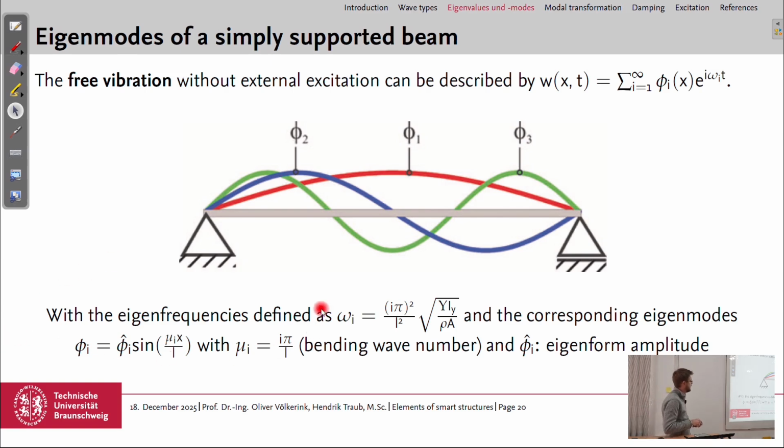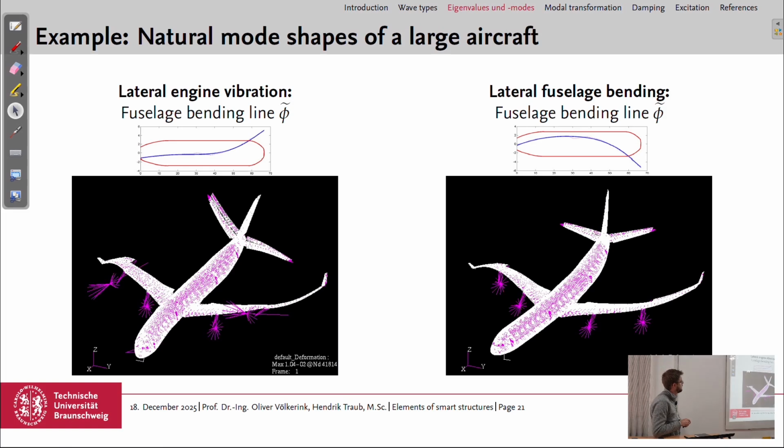And each eigenmode vibrates at its eigenfrequency, which depends, again, on material parameters as well as cross-section of the beam and boundary conditions. And the corresponding eigenmodes can be described with a sine function with a factor for the amplitude and the bending wave number. So this is the idea to describe the vibration behavior of the simply supported beam.